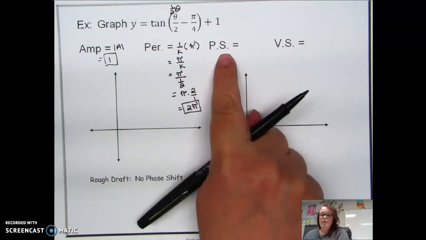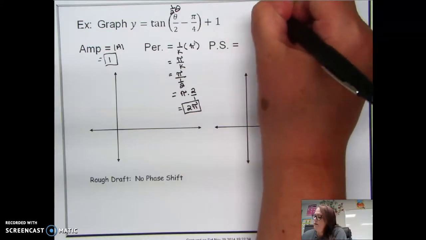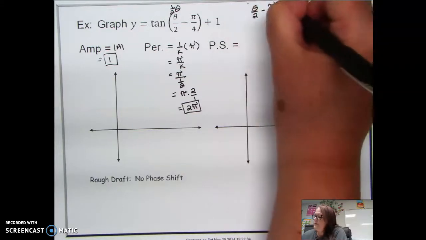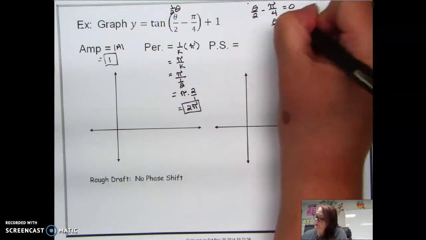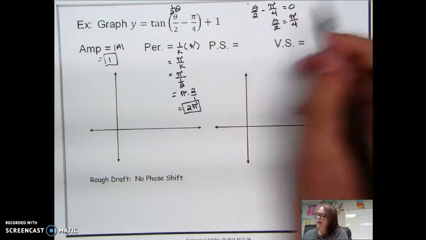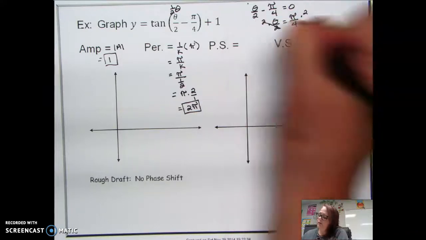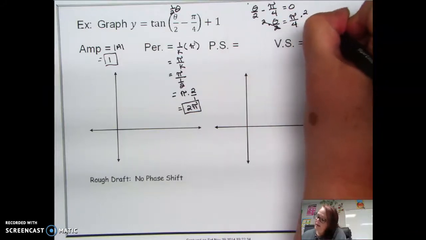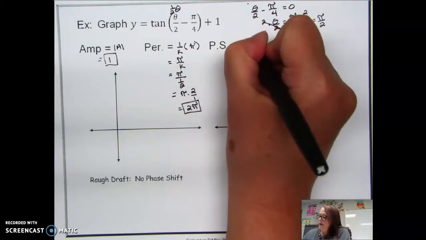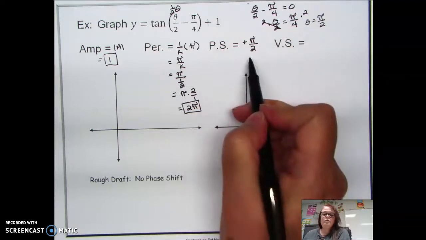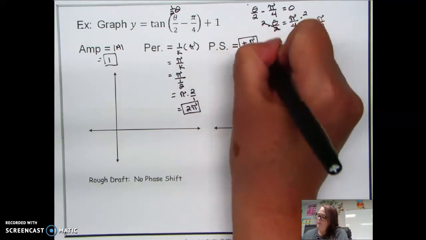And then my phase shift, that's still setting this equal to 0. So I have theta over 2 minus pi over 4, set it equal to 0. So I have theta over 2 equal to positive pi over 4. And I could either cross multiply or recognize that I could multiply both sides by 2. And so I get theta is equal to pi over 2 when I reduce that. So my phase shift is positive pi over 2. So we're going to go to the right, pi over 2 units. And then vertical shift, our favorite, we're going to go up 1.